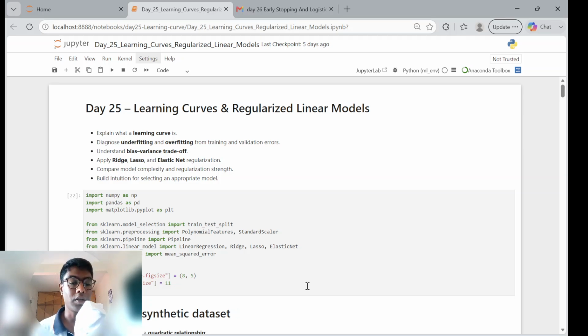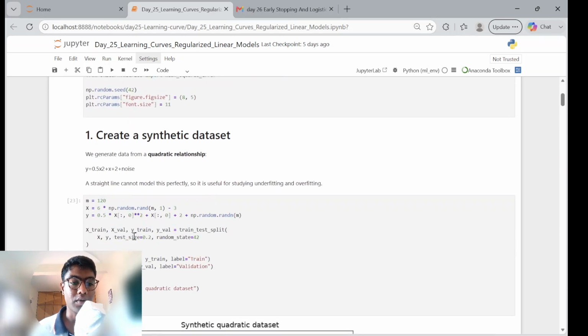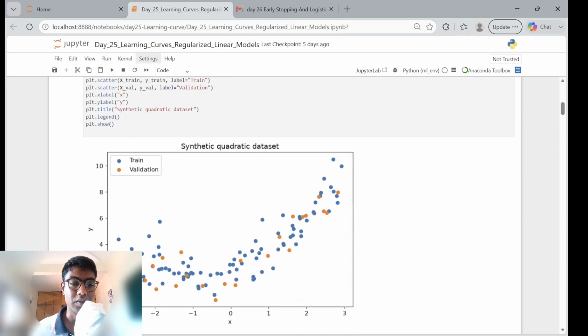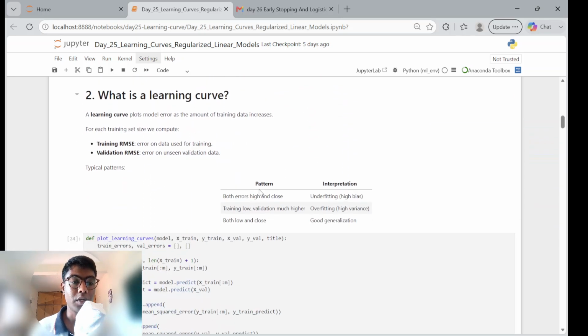Today we are going to be learning about learning curves, regularization techniques with Ridge and Lasso, and Elastic Net. So let's quickly start. We have a simple data set loaded here with data points in a polynomial type of fashion. Now we are going to understand what exactly a learning curve is.